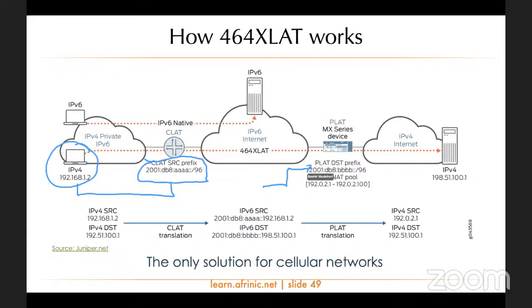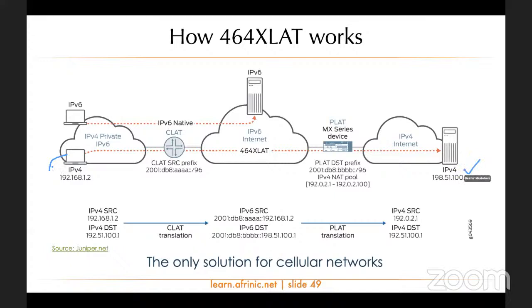Okay, so let's do the walkthrough of what happens. We have our v4 only device over here, communicating to the v4 server over there on the right. The packet is going to be built. The source is going to be 192.168.1.2. The packet has not yet gotten to the CPE or the CLAT. And the CLAT can be your phone, because Android and Apple have the CLAT function in them. So the packet hits the CLAT and translation is done.